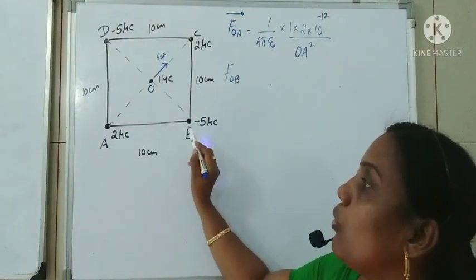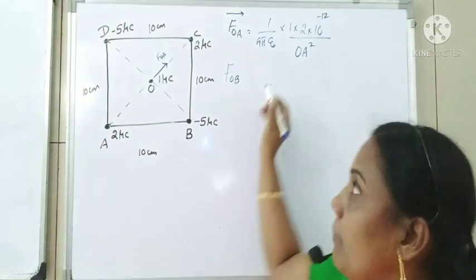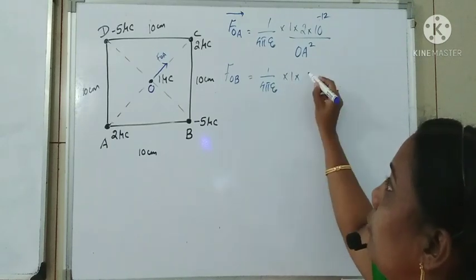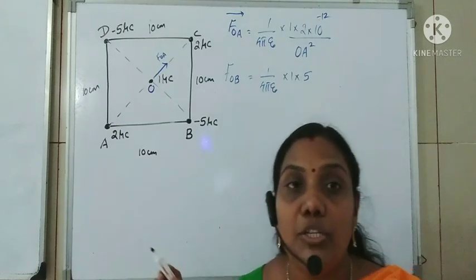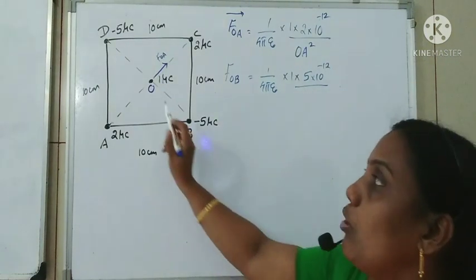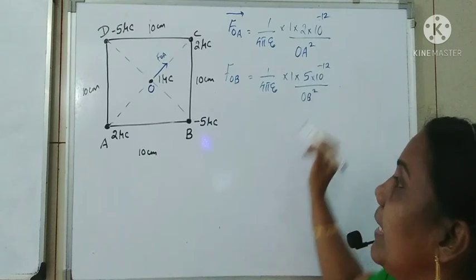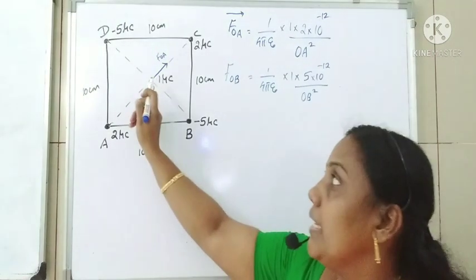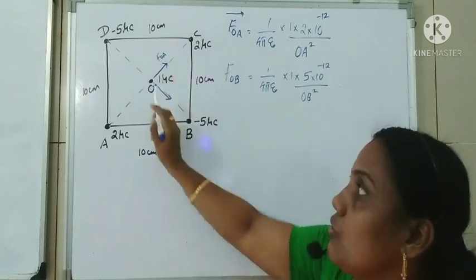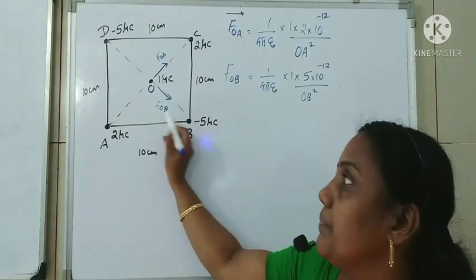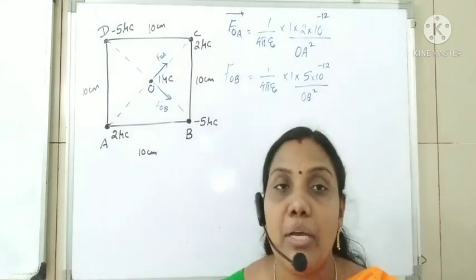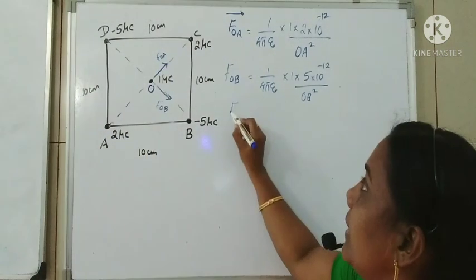Now, what is FOB? Force acting on 1 microcoulomb by the charge minus 5 microcoulomb. It is again represented by 1 by 4 pi epsilon 0, 1 microcoulomb into 5 microcoulomb. No need to put the negative because according to Coulomb's law we have to consider only the magnitude. So 5 into 10 raised to minus 12 divided by the distance OB square. What is the direction of that FOB? The 1 microcoulomb is attracted by minus 5 microcoulomb, so it moves towards it. This is the direction of FOB.